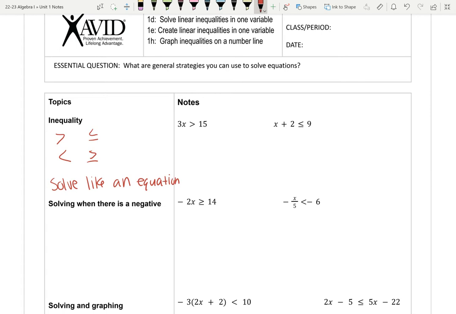So for this first one, as if it said 3x equals 15, we're going to solve it the same way. So we're going to divide by 3 on both sides. So I get that x is greater than 5. And then on our next one, 5x plus 2 is less than or equal to 9. Again, as if this was an equal sign here, I'm going to do minus 2. And I get that x is less than or equal to 7.